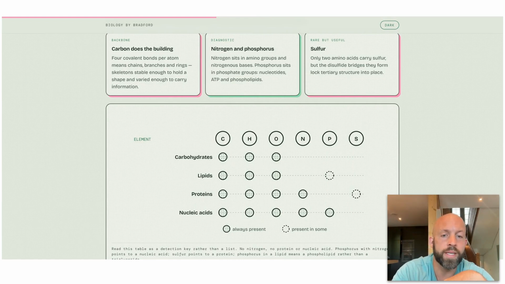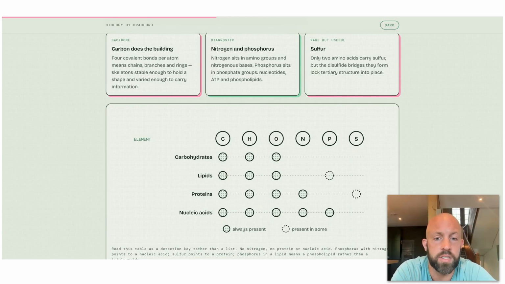So these are always present. Now, when I write this out, I put some brackets because you also need phosphates in lipids for phospholipids, which make up biological membranes, cell membranes. So without phosphate, that lipid wouldn't be able to form.